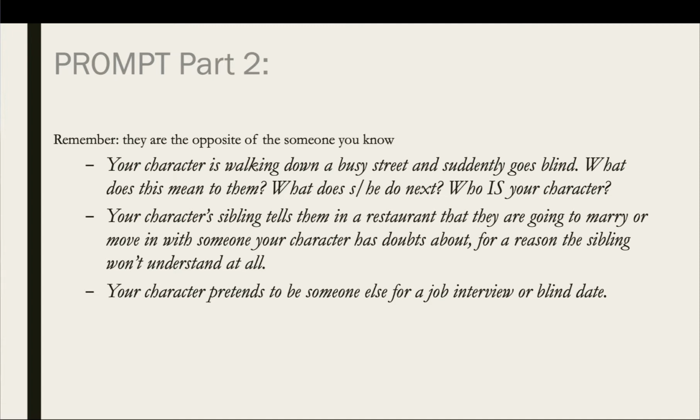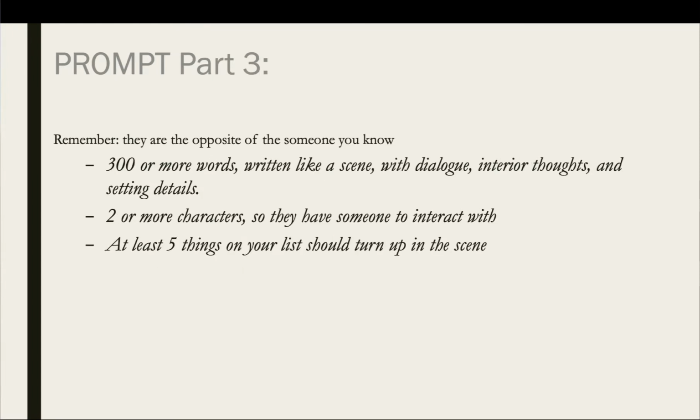Who is your character? Option 2. Your character's sibling tells them in a restaurant that they are going to marry or move in with someone your character has doubts about, for reasons the sibling won't understand at all. What happens next? Option 3. Your character pretends to be someone else for a job interview or blind date. Remember, this is the opposite of someone you know.